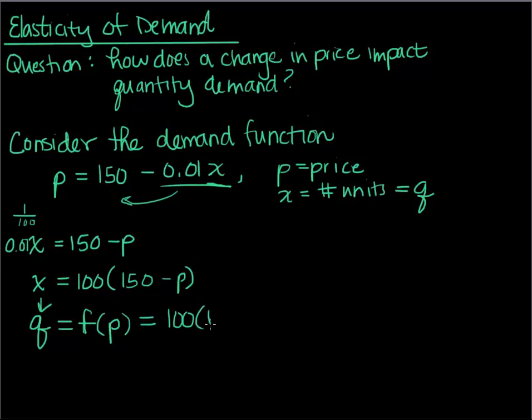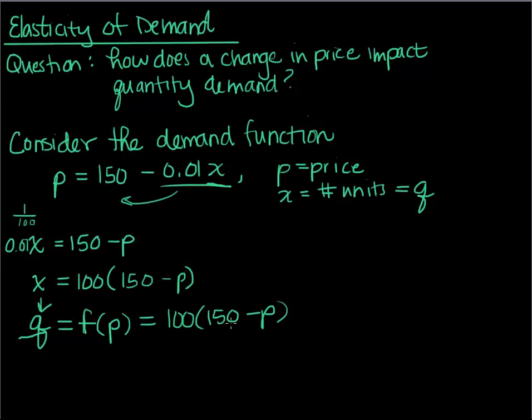The reason I went ahead and solved for X, I guess I didn't say that before, is that I want to see what happens to my quantity if I change my price, if I change P. So I needed P as my independent variable and X as my dependent variable. That's why we switched these two. All right, so this is our demand curve.